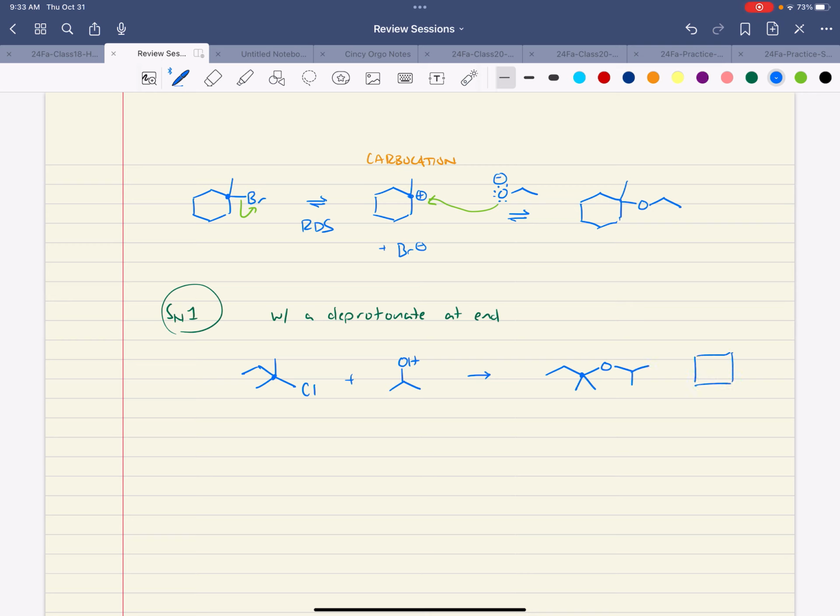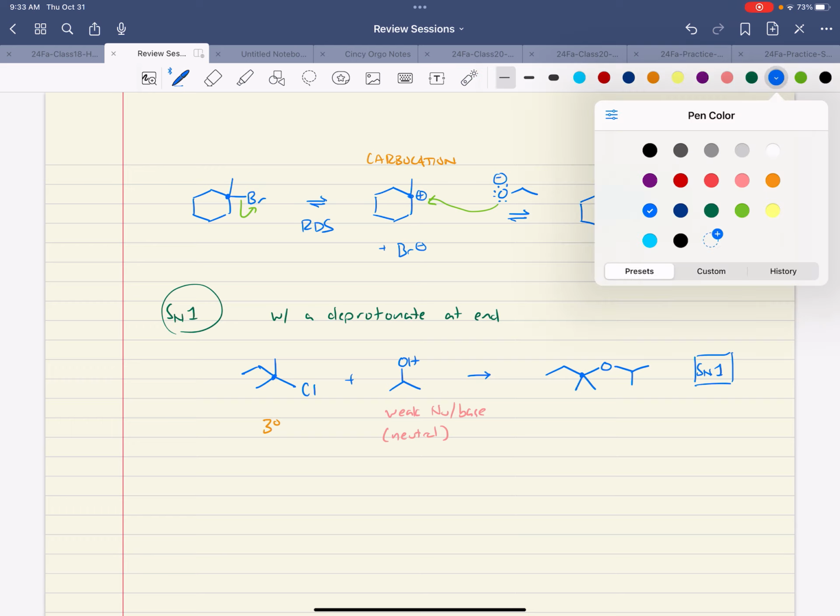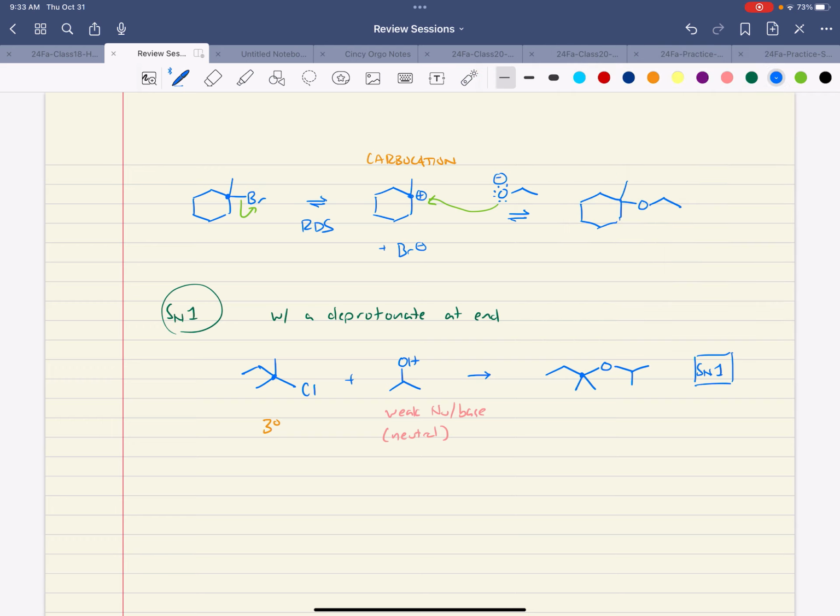What do I put in the box? Oh, shoot. We didn't do our analysis. Tertiary. And then this is a weak nucleophile base. It's neutral. I'm going to do SN1. Both components actually tell me SN1. Tertiary is crowded, can't attack right away. This molecule, alcohol, is weak, doesn't attack right away. So everything's waiting, or the nucleophile is waiting for the carbocation to be formed.